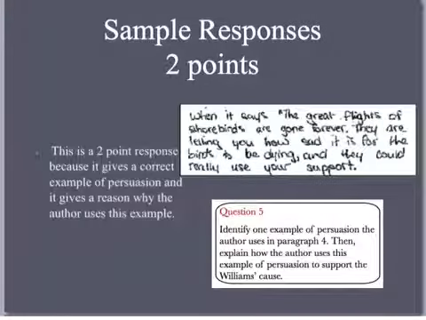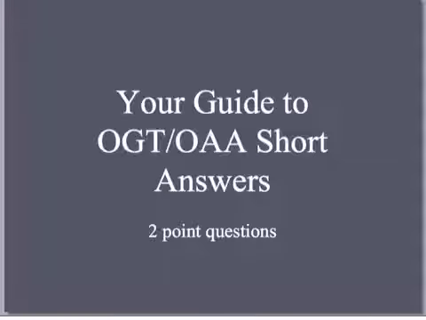Here is an example of a 2-point response. This is a 2-point response because it gives a correct example of persuasion, and it also gives us a reason why the author uses this example. So the next time you are faced with short answer responses on a test, just remember, you are tops.